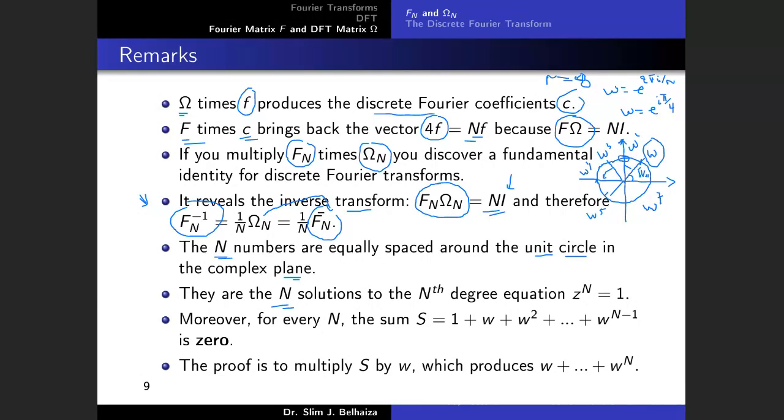Moreover, they are all solutions to this equation, z to the power n equals 1. And moreover, if you sum them up, you get 0. And this is very specific to the fact that we are dealing here with complex numbers. The proof of that is to multiply the sum S by w again, and because z to the power n is equal to 1, this would produce again w plus w squared till w to the power n.